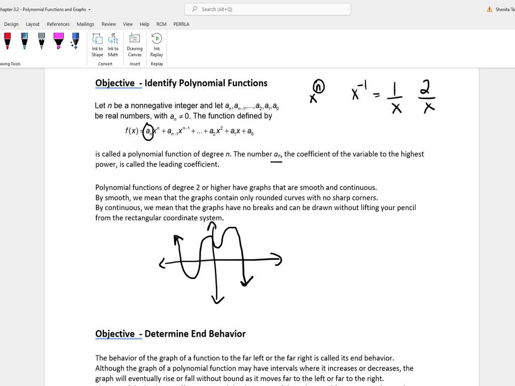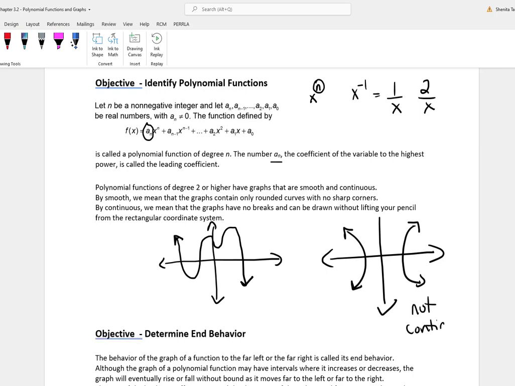An example of one that would not be continuous would be something like this. You see, I had to lift my pencil off the paper in order to draw these two graphs. Okay, so this is not continuous. The first one I did not have to lift my pencil.